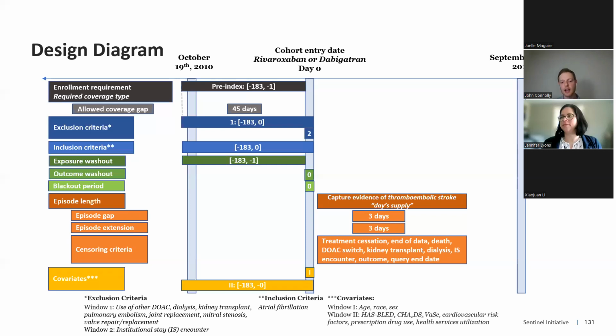And then last but certainly not least is our covariates, which we're going to use to do IPTW. Those were also measured over the prior 183 days and included things like demographics, age, sex, race, as well as various cardiovascular risk metrics like HAS-BLED score, CHA2DS2-VASc score, and then various other prescription drugs and diagnoses, as well as health services utilization.